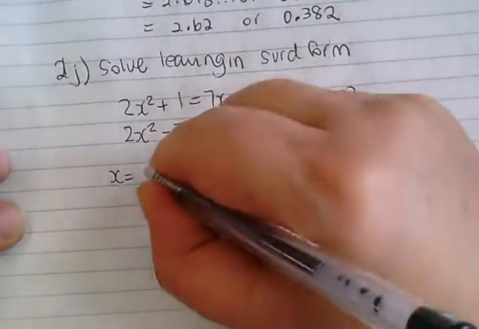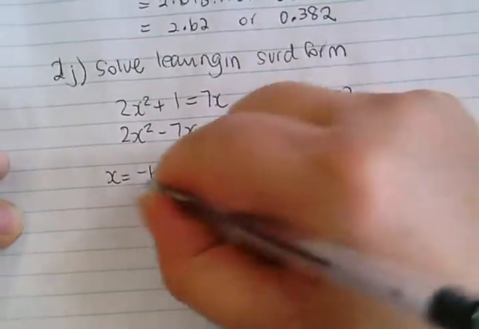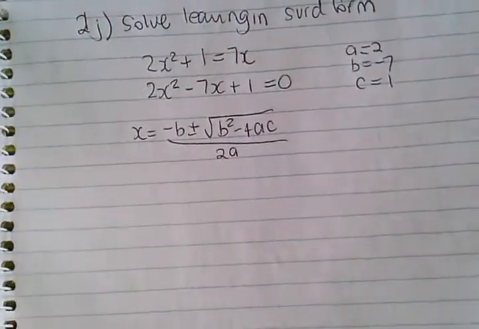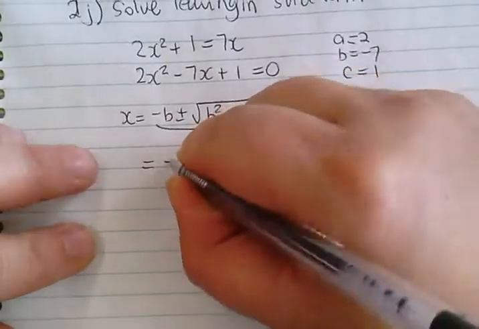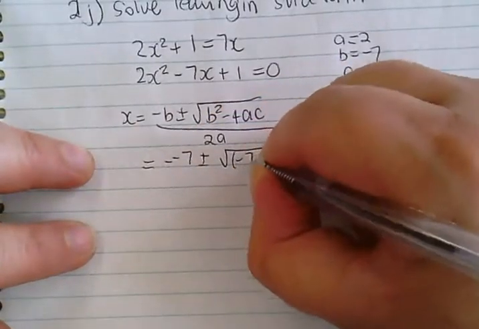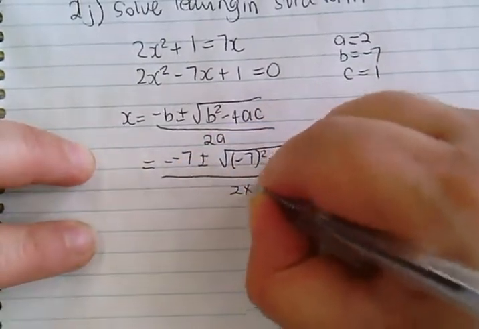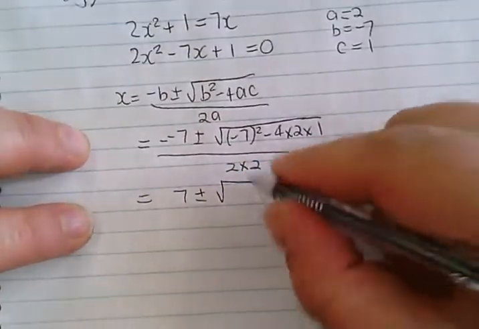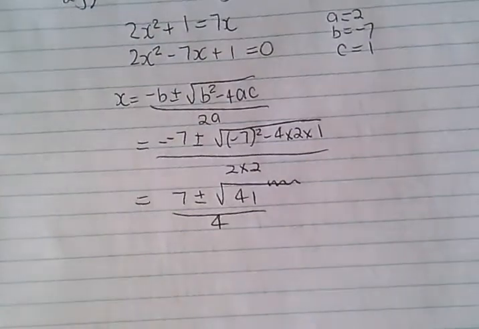x is negative b. I always write out the formula. Plus or minus the square root of b squared minus 4ac over 2a. And substitute. Plus or minus the square root of negative 7 squared minus 4 times 2 times 1 over 2 times 2, which is 7 plus or minus the square root of 49 minus 8. What's that? Square root of 41 over 4. Now, the square root of 41 can't be simplified.